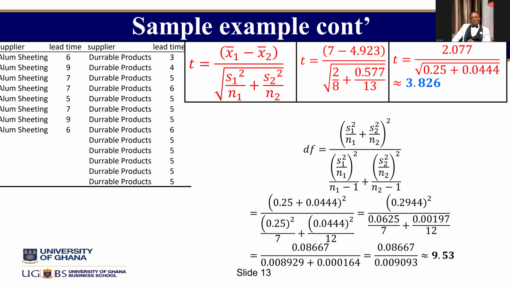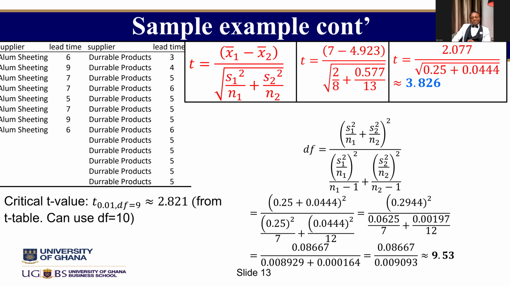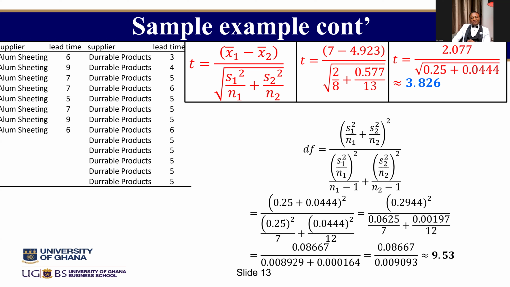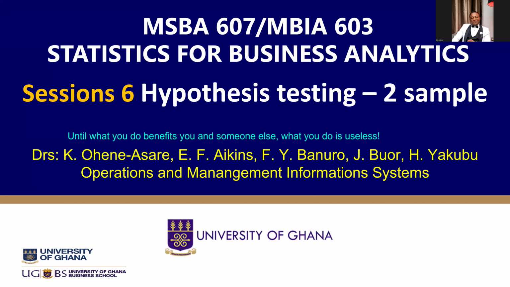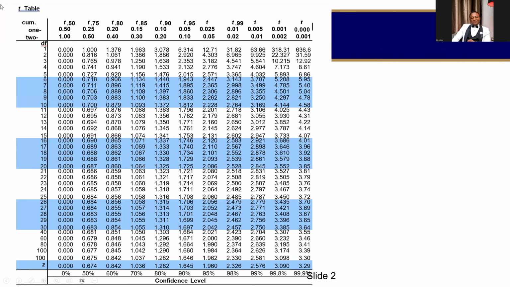So now that you have your degrees of freedom, go and check your alpha. So we're going to go to the T table and see what it will give us. I told you that it can be 9 or 10. So let's go to our T table. So this is our T table. You're going to look for degrees of freedom. Remember, we got a degrees of freedom of 9.5. So I'm going to use both 9 and 10. It will give you the same conclusion.